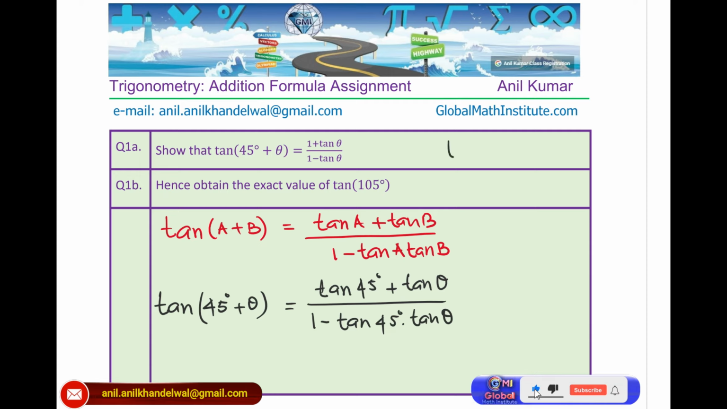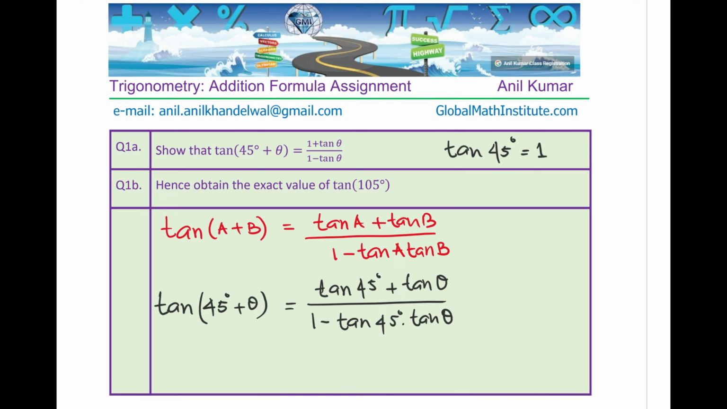Now what is tan 45 degrees? As you know, tan of 45 degrees is 1, and therefore tan of 45 degrees plus theta is equal to 1 plus tan theta over 1 minus tan theta. So that is how we prove part A. Straightforward, right from the formula.